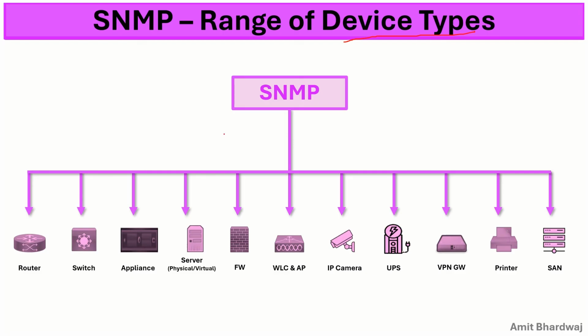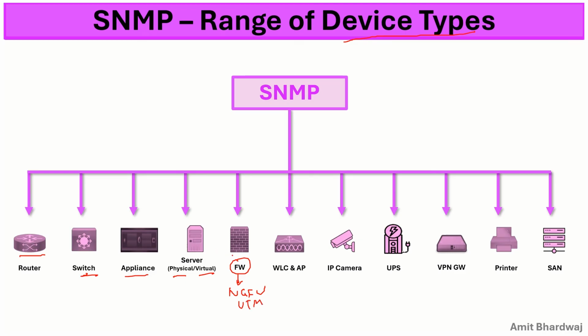Next is the device types which support SNMP. The SNMP protocol is supported by a multitude of devices, which may be routers from Cisco, Juniper, HP, all those vendors. Whether it is a router or a switch, appliances also, IoT appliances and other things can support SNMP. Then we have servers, which may be physical servers or virtual servers. In fact, firewalls also, next generation firewall, UTM, all are capable of SNMP protocol.